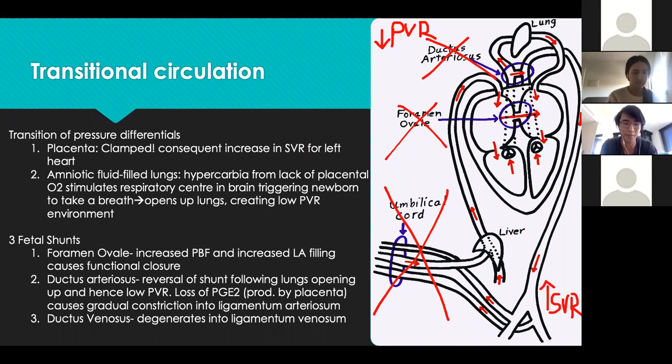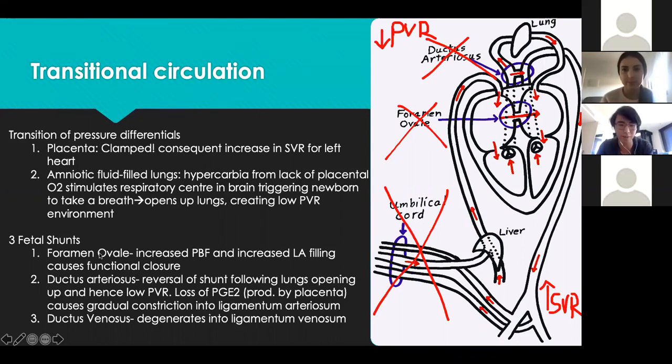Secondly, the amniotic filled lungs would notice this lack of oxygen from the placenta. So it's going to stimulate the brain to trigger the newborn to take a breath. That's going to open up the lungs, and then we're going to get a low pulmonary vascular resistance. And if we combine these 2 together, then we now have higher left-sided pressures than right-sided pressures. And so our shunts are going to reverse because it's the opposite.